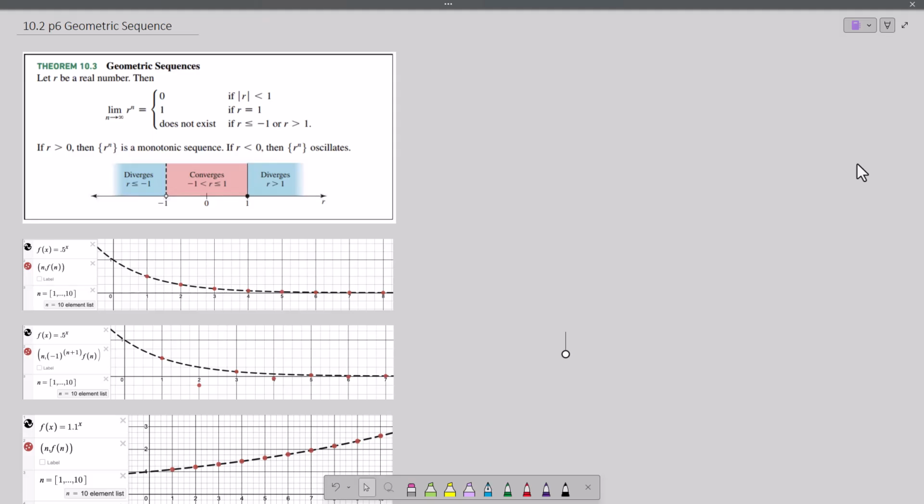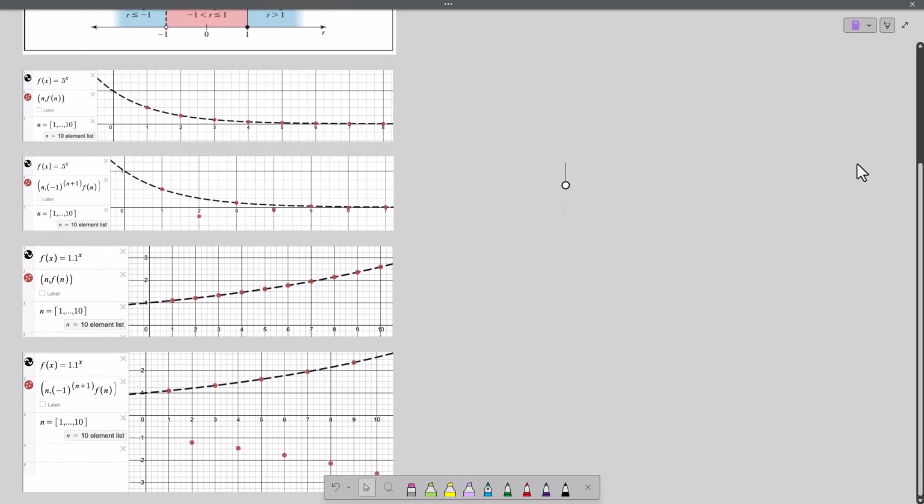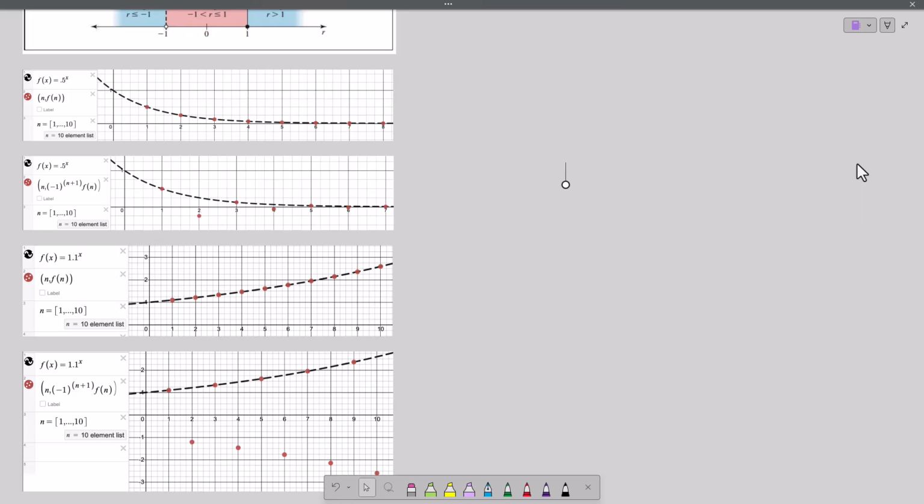So here are some pictures. So here is 1/2 to the n. As you would expect, the terms in the sequence are approaching 0 because you're multiplying 1/2 by itself repeatedly. So that is a picture of a decreasing sequence that is bounded below by 0.